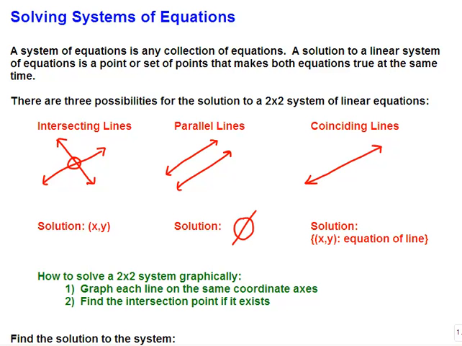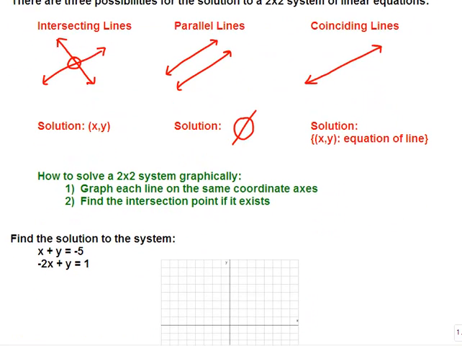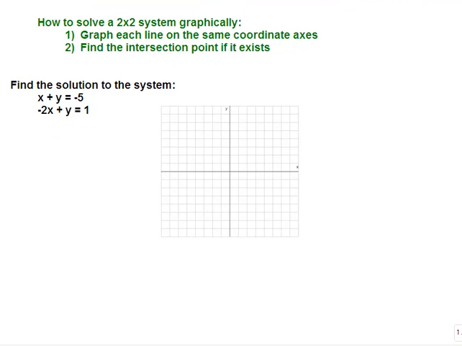So there's several different ways to solve systems of equations. The first method that we're going to use is to solve a system graphically. And to do that, you're going to just take each equation of your line and you're going to graph them right on top of each other. And you're looking for that intersection point.